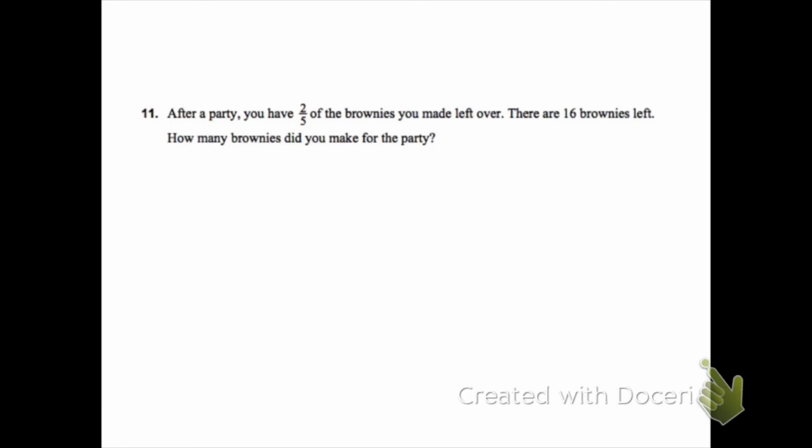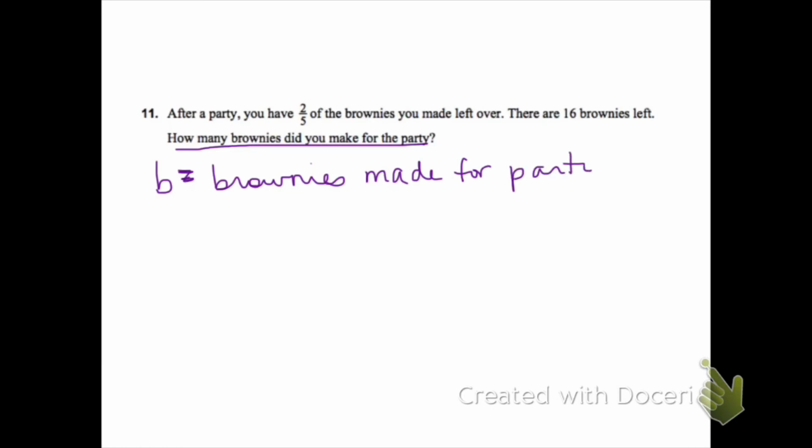After a party, you have 2/5 of the brownies that you made left over. There are 16 brownies left. How many brownies did you make for the party? So this is what we need to find out. So let's make B equal to the brownies that we made for the party. We're going to have 2/5 of the brownies made left over, and there are 16 brownies left over.